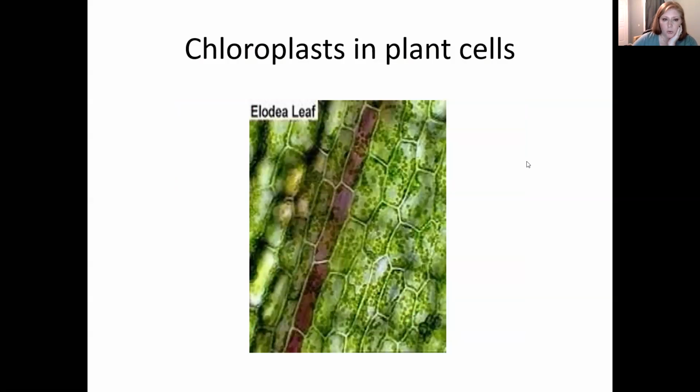Okay, so we talked about chloroplasts. All of these individual little green circles, if you will, are chloroplasts, individual chloroplasts within these cells. This actually.